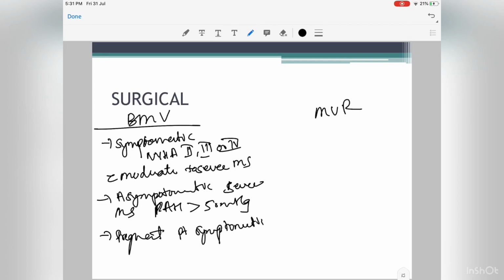Balloon mitral valvotomy is contraindicated if the echo score is high, that is if there is presence of calcification of the valve or if there is subvalvular thickening. Balloon mitral valvotomy is contraindicated. In such cases, mitral valve replacement is indicated.